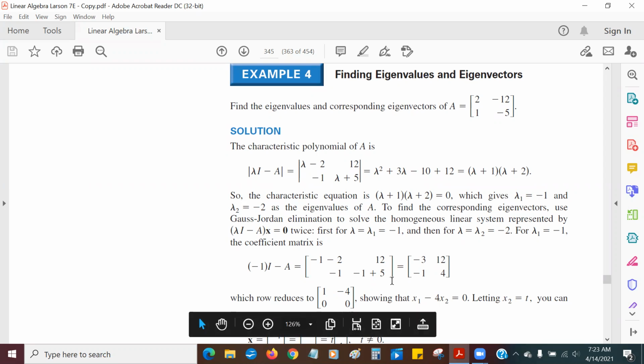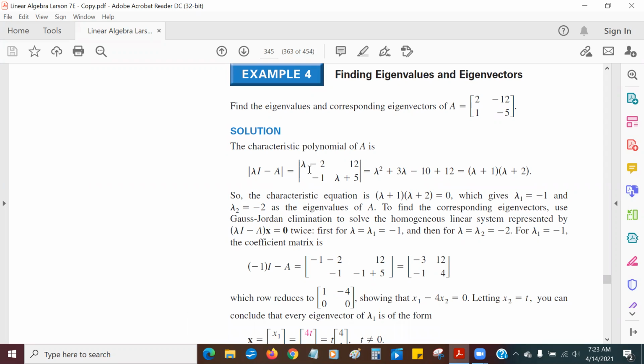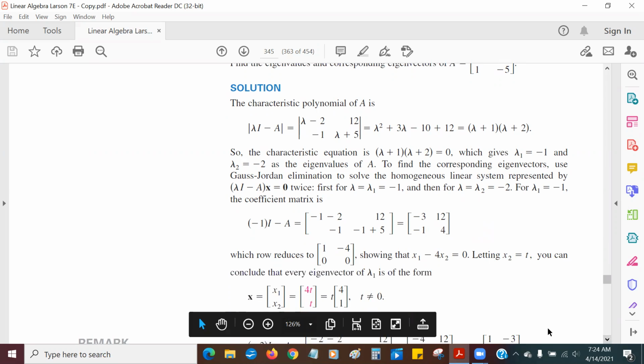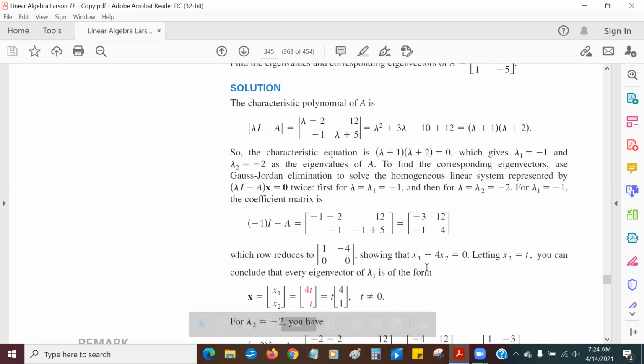If you want, you could work it out from scratch, or just look at this and plug in -1 for lambda. Either way, you get -3, 12, -1, 4. And you can see that these rows are multiples of each other. So this reduces to 1, -4, and then 0, 0 on the bottom. And that tells me that x1 minus 4x2 is equal to 0. Instead of saying x and y, we're saying x1, x2. These are the variables. And if I let x2 be a parameter t, then x1 is going to be 4t.